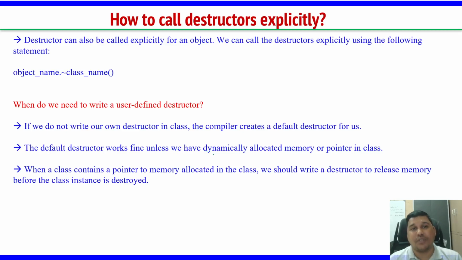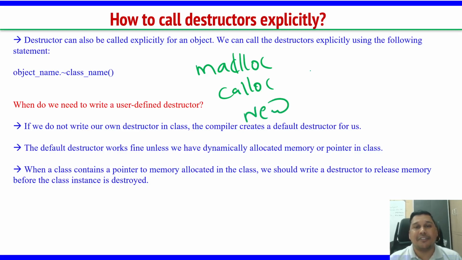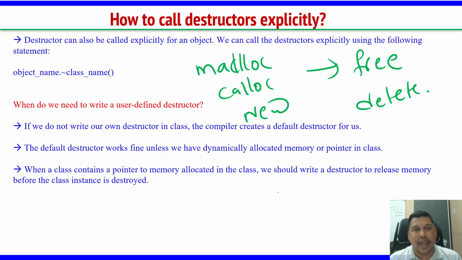When you allocate memory using the DMA techniques, malloc or calloc or new, then definitely you have to use either free or delete functions. In the same way, when you are using a constructor function to allocate memory to an object or to initialize values to the object's data members, then by default you have to use a destructor also to deallocate the memory which was allocated. So this is the whole story about destructors.